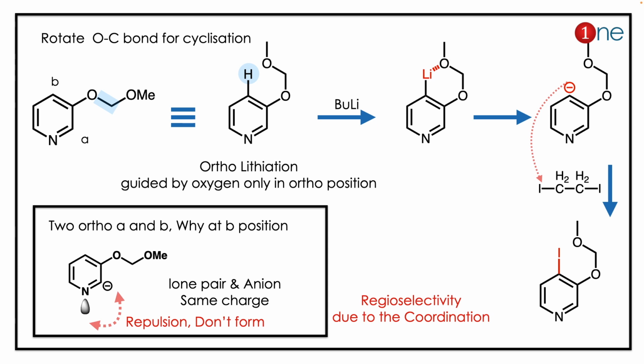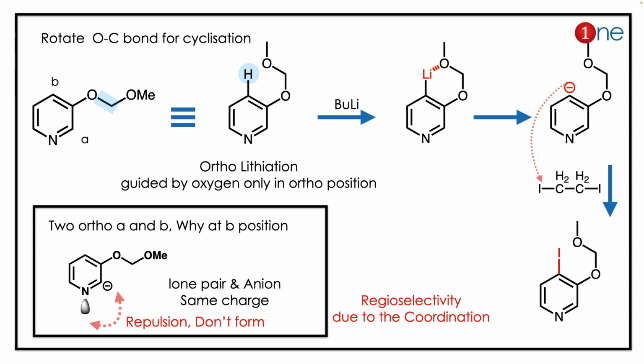Here you have the concept of ortho lithiation, meaning the functional group in the ortho position abstracts the proton. There are two possibilities, two ortho positions, but at the second position of pyridine it never happens because of repulsion. The lone pair and anion repulsion is there, so it doesn't form, and it happens at the fourth position.